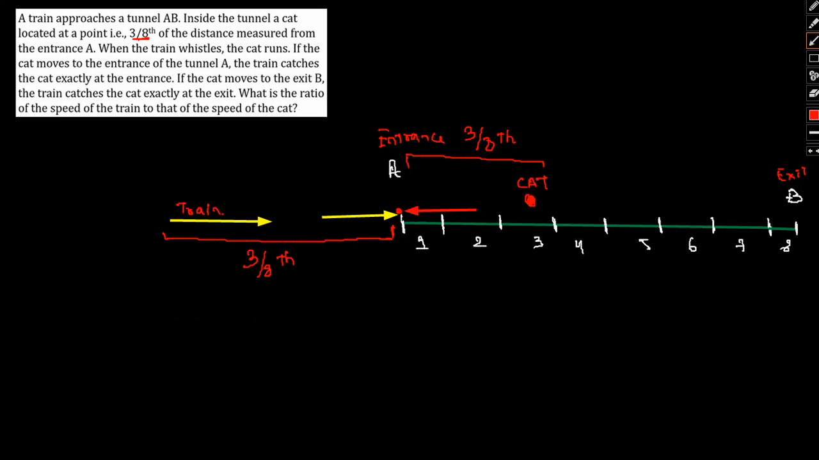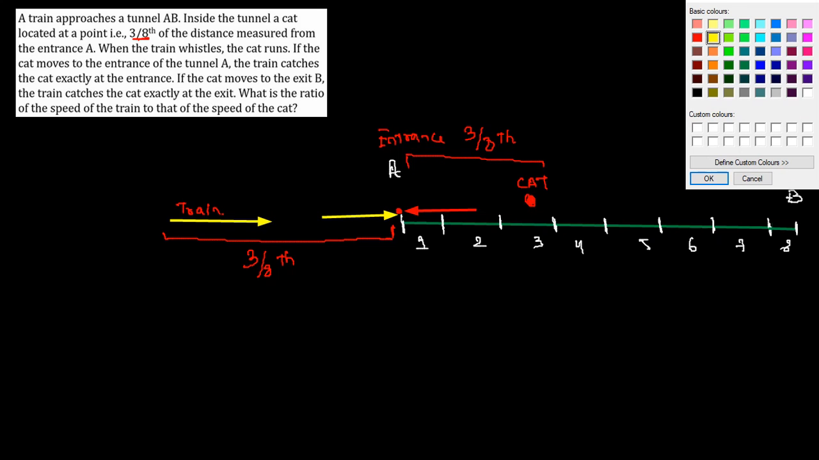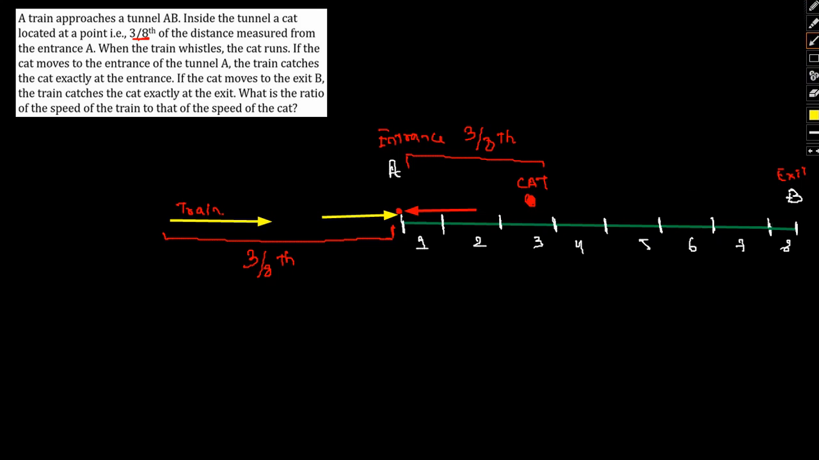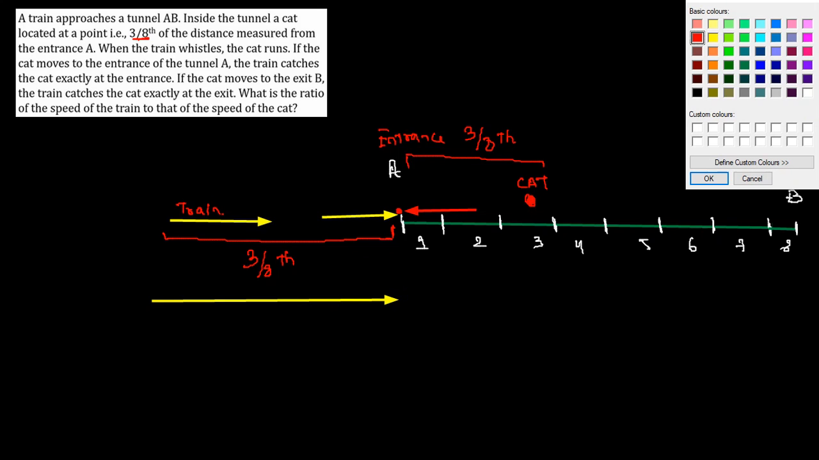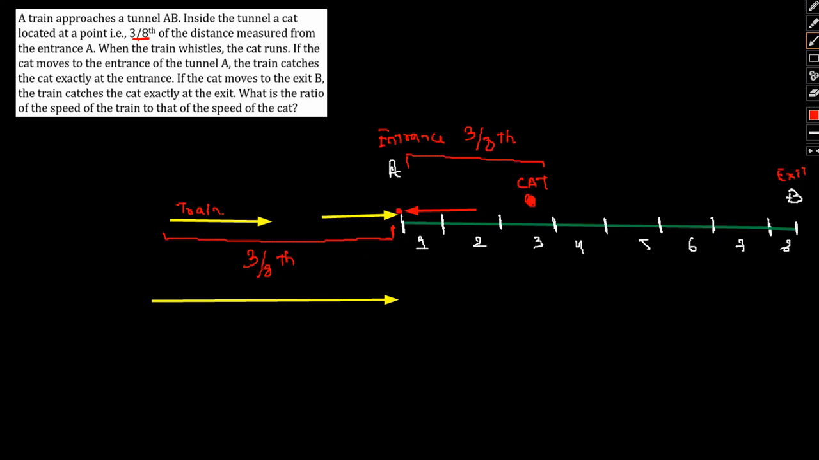So in the second case as well, the train is coming from this end only, and the train reaches here. Now as soon as the cat hears the whistle, the cat runs towards the other side, that is, the cat is now running towards the exit. So the cat starts running in this direction now.